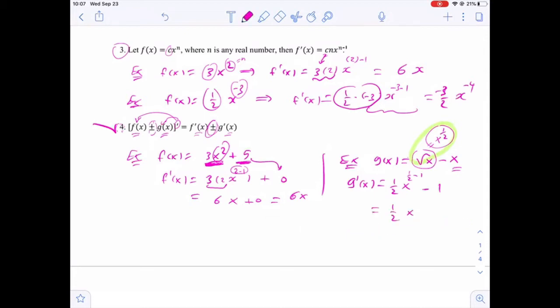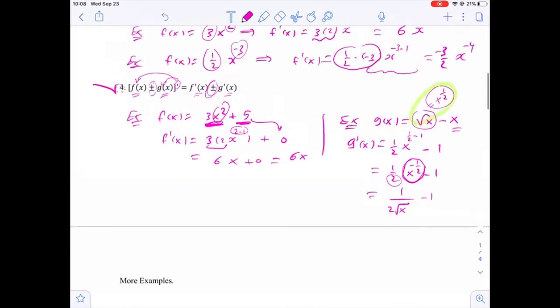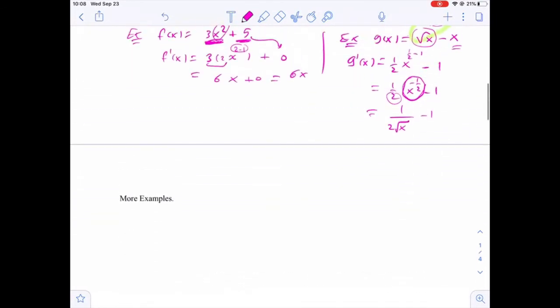Now we simplify. We have 1/2 x to negative 1/2 minus 1, or 1 over, now we have 2 in the denominator. We can bring this down and the power becomes positive, and then we replace x to the power 1/2 by the square root. Okay, so we can apply this rule. If we have more than one term, we just differentiate each term separately and then add them together or subtract them. Okay, more examples. Let me give you some other examples.